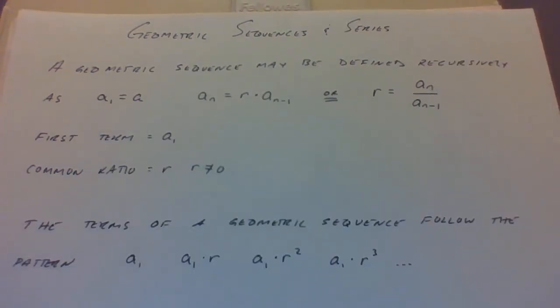The terms in our geometric sequence are going to follow this general pattern. We're going to have a sub 1, which is our first term, a sub 1 times our common ratio for the second term. For the third term, we'll have a sub 1 times that common ratio squared, etc.